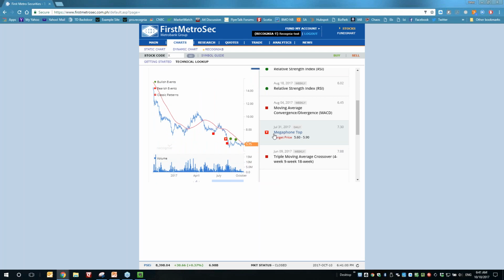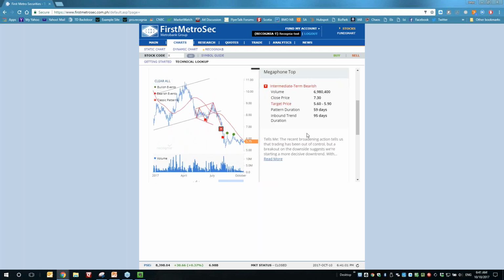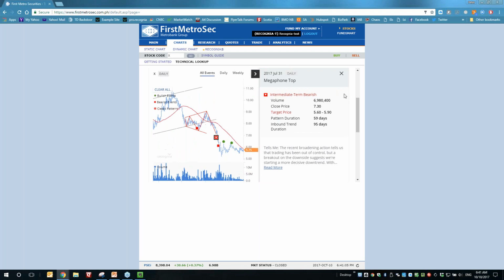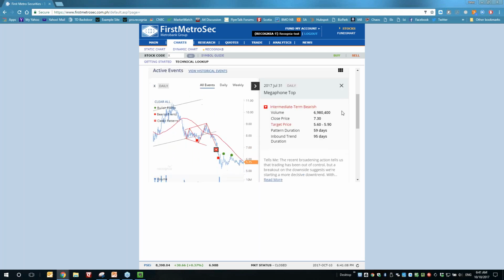Here's an interesting technical pattern here. Here's what's called a megaphone top. This occurred back in, when did it occur? July of 2017.